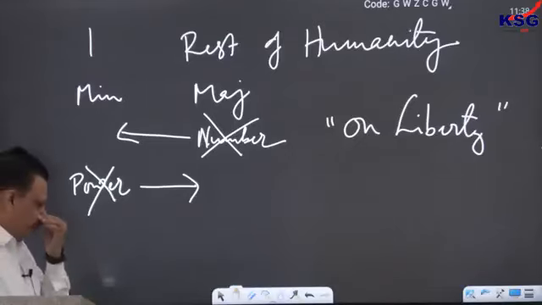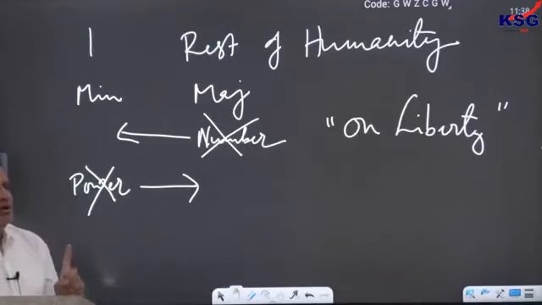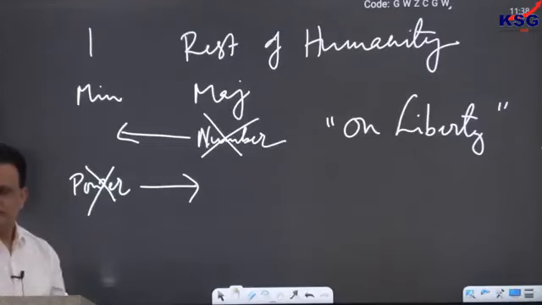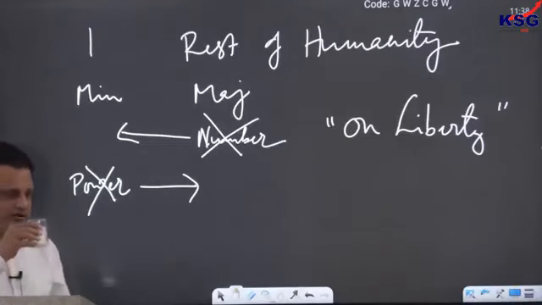Write down further. Change the paragraph and write further. The following are the benefits of liberty for the society in the long run.